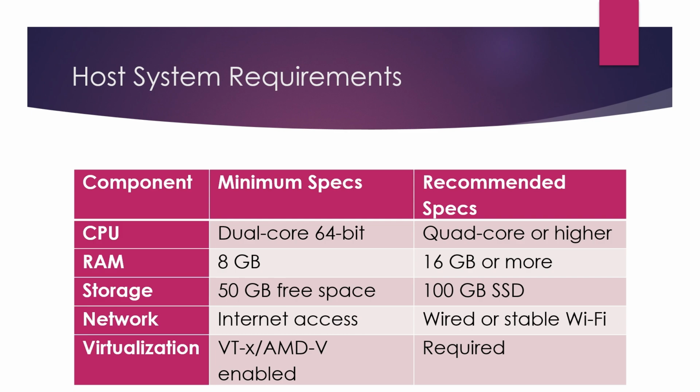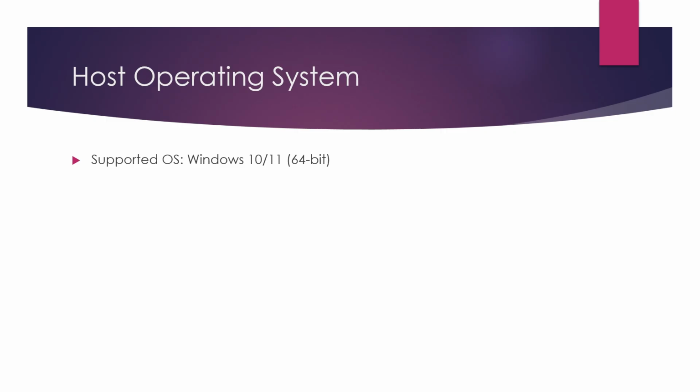All right, first things first, we are going to want to go over our system requirements. At a minimum, you're going to need a dual-core 64-bit CPU, 8 gigabytes of RAM, and 50 gigabytes of free storage. For a better performance, it's recommended to have a quad-core processor, 16 gigabytes of RAM, and at least 100 gigabytes on an SSD. You're going to also need internet access and virtualization enabled in your BIOS. That's VT-x or AMD-V. In this demonstration, we will be using Windows 11, but you can also use Windows 10.